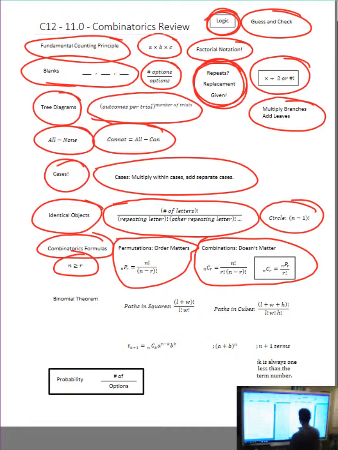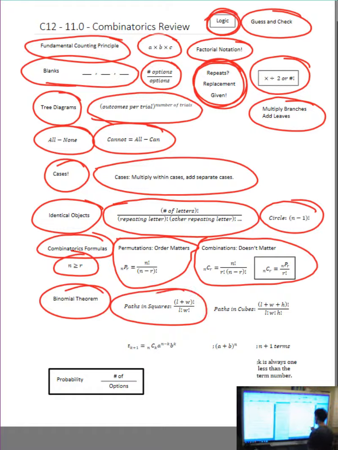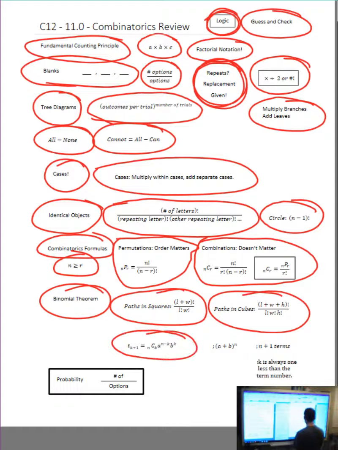We'll be doing the binomial theorem. We'll be doing paths in squares, very similar to identical objects. Possibly paths in cubes, probably not. And then using the binomial expansion formula with this given information, remembering there's n plus 1 terms, and k is always 1 less than the term number, and we can find any term in the expansion without having to expand it.